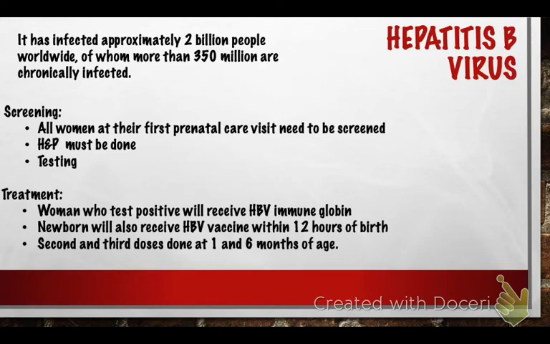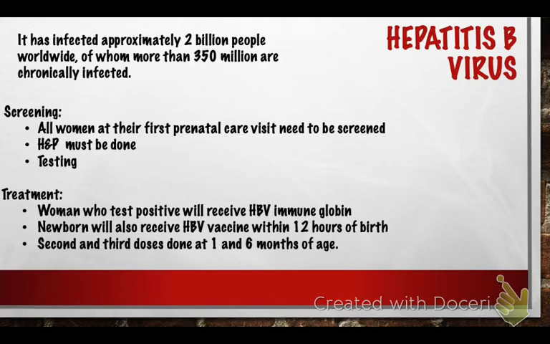If the woman tests positive for Hep B, we expect to administer Hep B immune globulin to the mom, if she's Hep B surface antigen positive. The newborn will also receive Hep B vaccine within 12 hours of birth. So we give the infant also the immune globulin as well as the vaccine. We give the mom who contracted it during pregnancy or is found to be positive the immune globulin. The second and third dose of the vaccine are given at 1 and 6 months of age, and that's according to the CDC as well. And the infant then continues with its routine vaccinations.